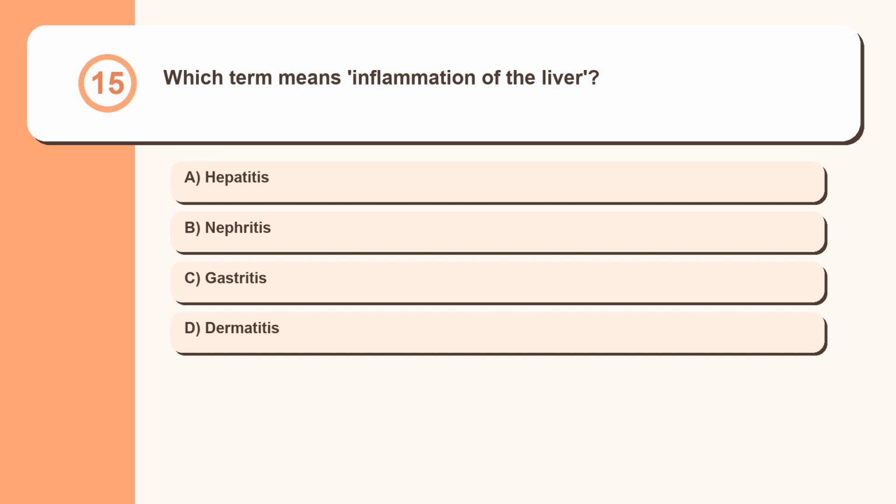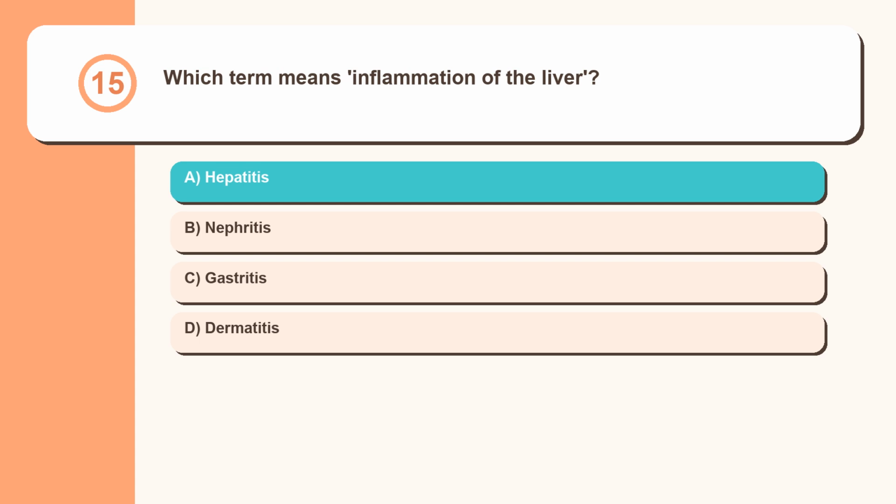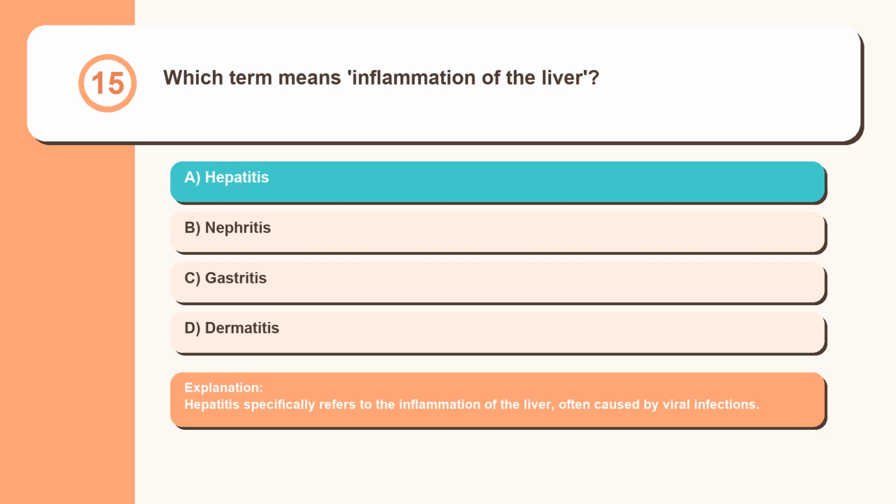Question 15. Which term means inflammation of the liver? Hepatitis, nephritis, gastritis, dermatitis. Hepatitis specifically refers to the inflammation of the liver, often caused by viral infections.